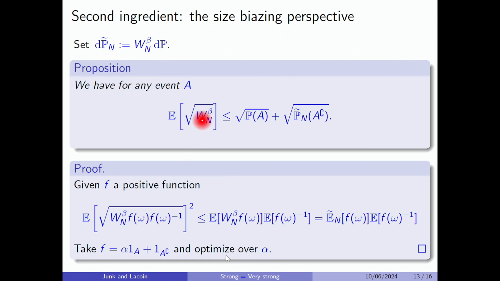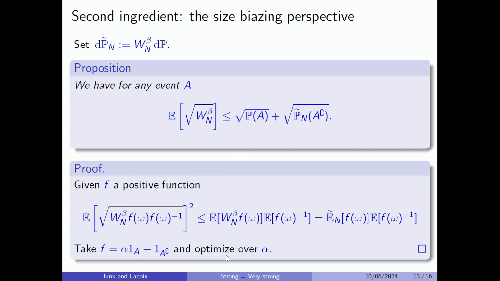Here, in the square root of Wn, you can multiply by a function and its inverse, I mean 1 over this function. Then you apply Cauchy-Schwarz, and you get the expectation of f under the size bias measure times the expectation of 1 over f under the original measure. You take f, which is constant on A and its complement, and you optimize, and this is how you get this.